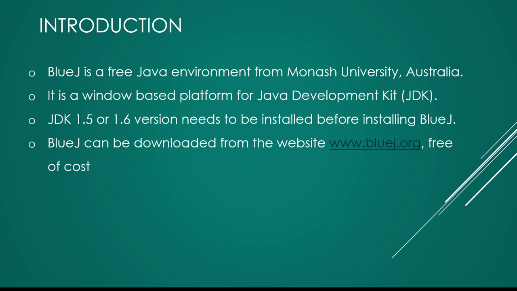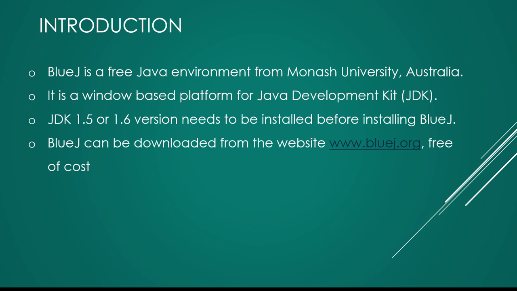BlueJ is a free Java environment from Monash University, Australia. So it was founded in a university, Monash University in Australia. It is a window-based platform for the Java Development Kit, JDK. So it is a GUI software which will run on the Windows platform, and you should have JDK version 1.5 or above. Nowadays you have a lot of latest versions available to be installed before installing BlueJ.